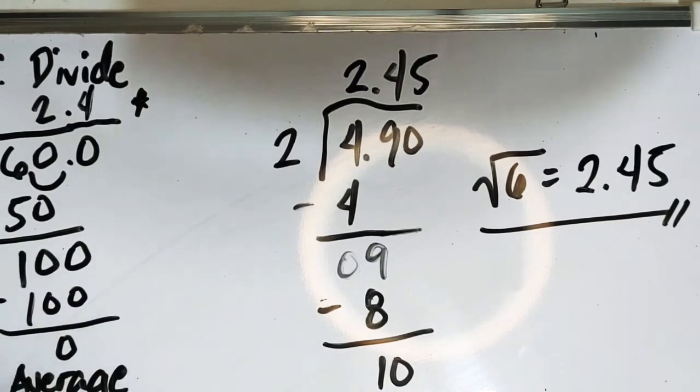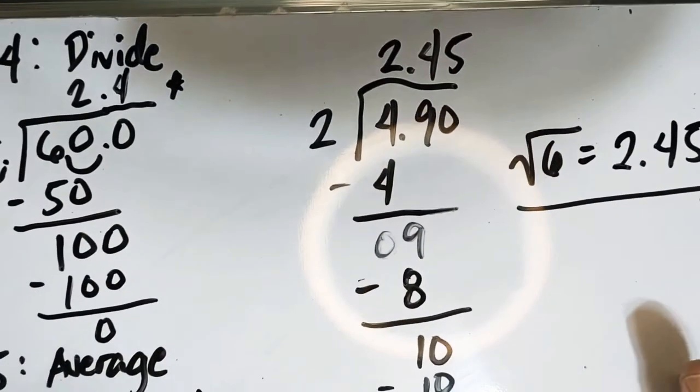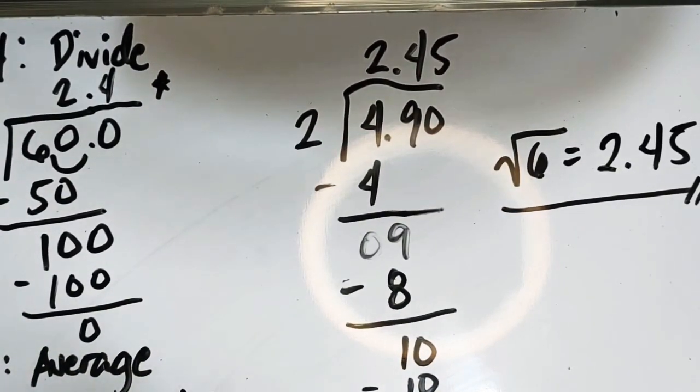Okay? So, ganun lang kasimple. Recap natin. No? Step 1, we will estimate. Step 2, divide. Step 3, get the average. And then step 4, divide ulit. And step 5, average.